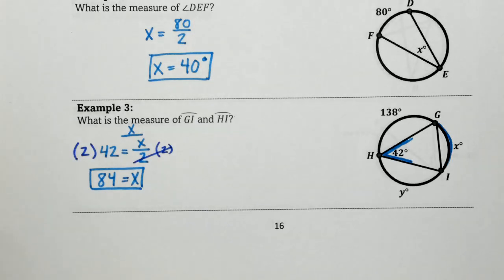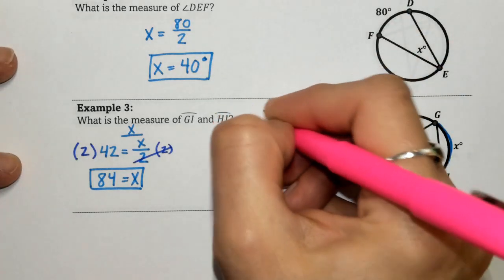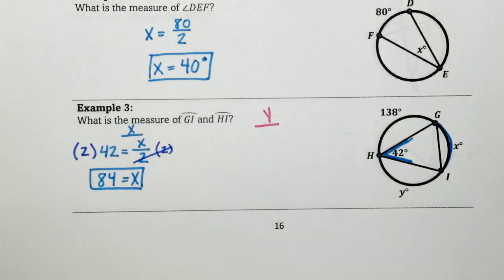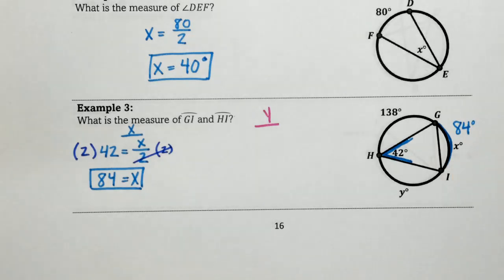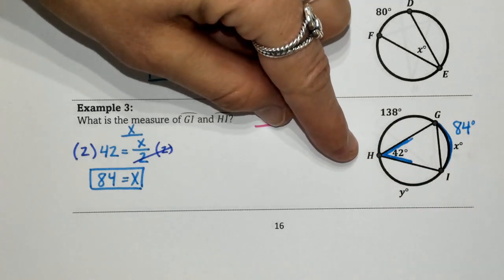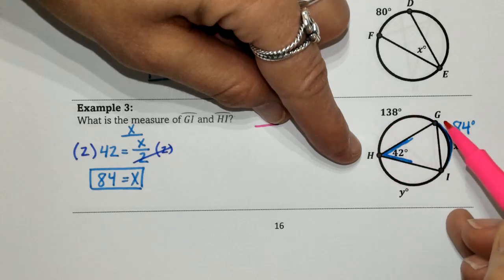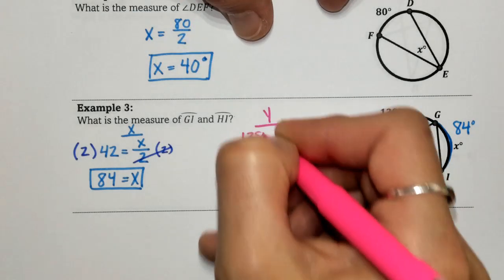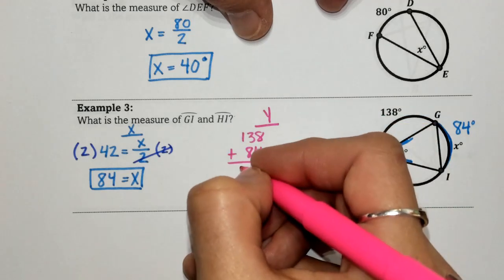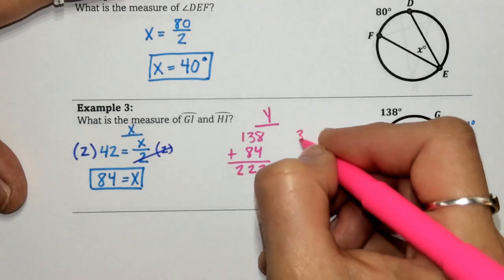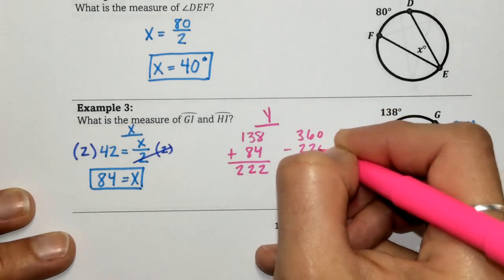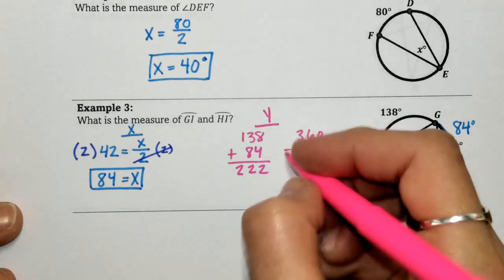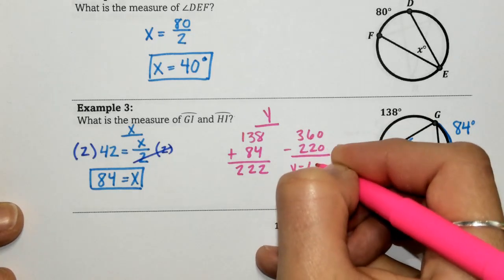Now we're going to look at Y. To find Y, we don't need to actually use this formula. What we have here is 2 of the 3 arcs that go all the way around. This one's 84 degrees. Remembering that the circumference measurement is 360 degrees, we take the 2 arcs that we have, arc HG and arc GI, and simply add those 2 together. We end up with 222, and we just take that away from 360. We take it away and see what's left for Y, or arc HI, and we wind up that Y is going to equal 138.